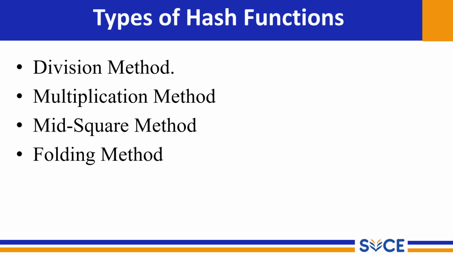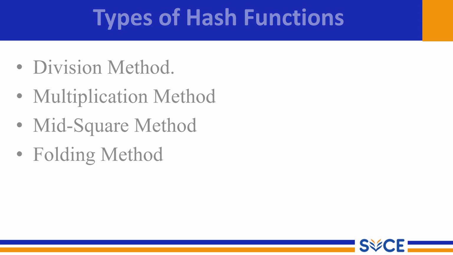And next we are going to see is about the types of hash function. So these are the types of hash function. First one, division method, multiplication method, mid square method, and folding method. So let us discuss one by one.